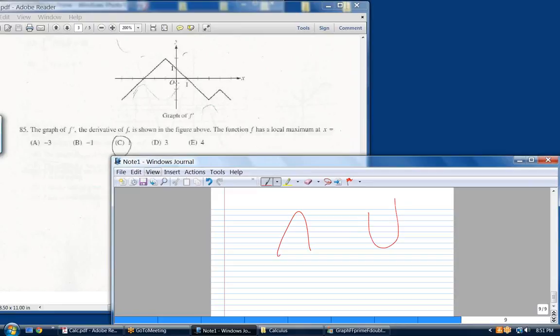Well, let's apply the first derivative test. On the first derivative test, for this to be a maximum, we've got to go in with positive slopes and come out with negative slopes. Well, you said here we went in with positive slopes, coming out with negative slopes. So that is a local maximum right there.